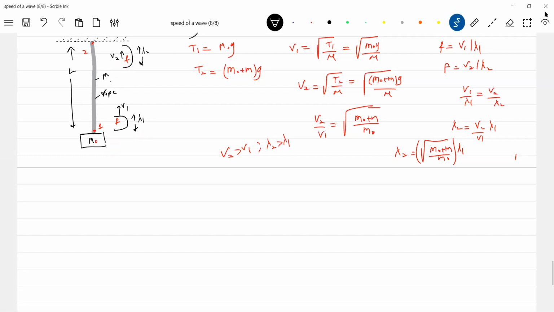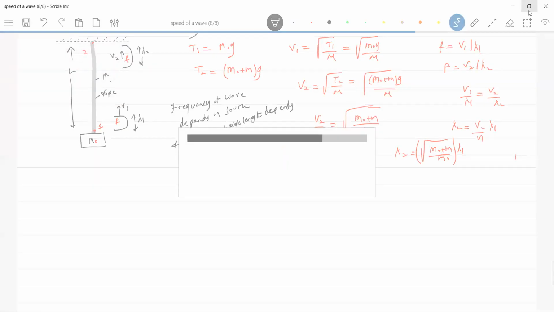I think I have to put that comment. Frequency of a wave depends on the source, and speed and wavelength depend on the medium. To conclude this idea, I just took this particular example.